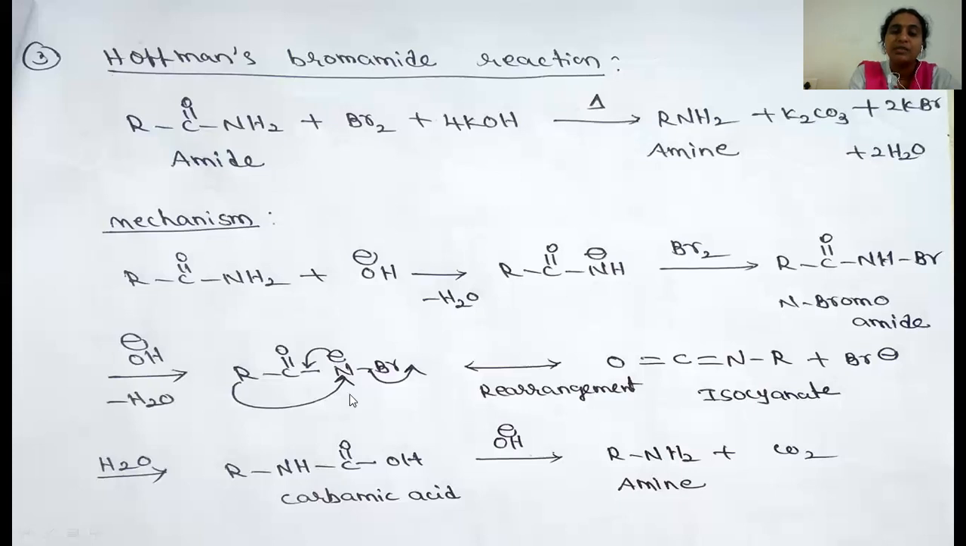Now this compound undergoes rearrangement. Nitrogen will donate its bonding electrons to here. Simultaneously the R group along with the bond shifts towards the nitrogen. Then simultaneously this halogen is eliminated as Br minus. So finally the isocyanate compound will form. This isocyanate, on basic hydrolysis, produces the primary amine.